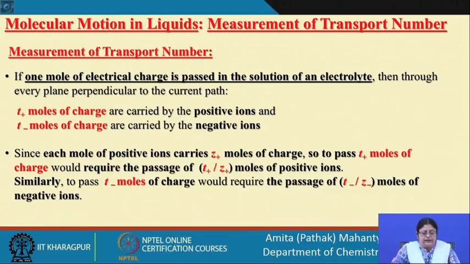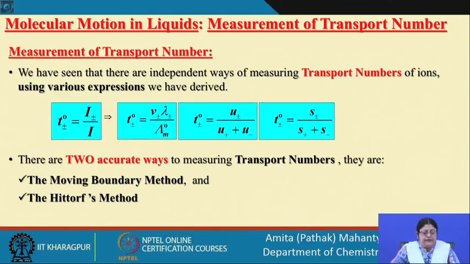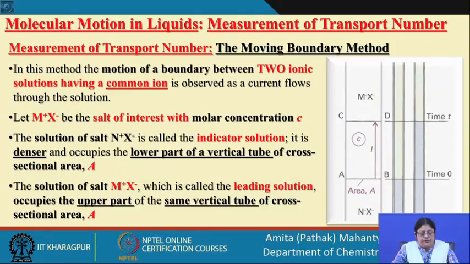If you see the previous expressions, since you have T plus calculated, you can respectively find out the values of mobility, the ionic conductivity, and also the speed of the ions associated with each type of ion in the solution system. So, this is what the moving boundary method is.